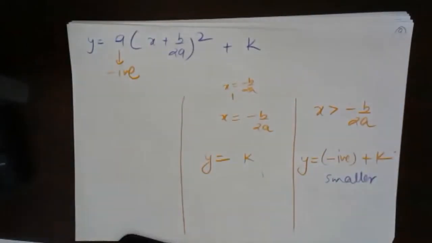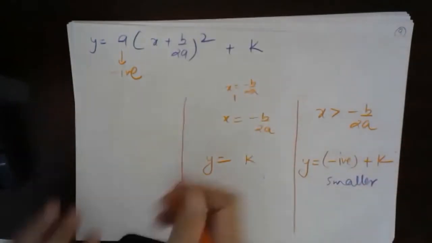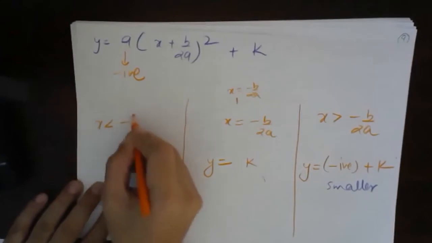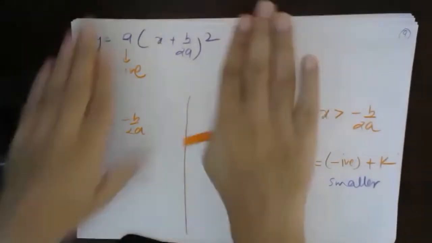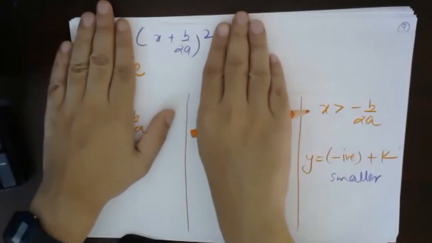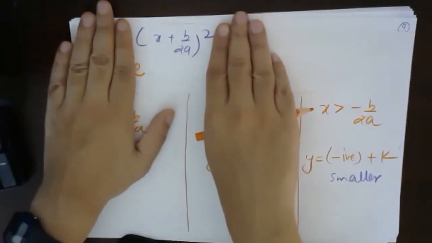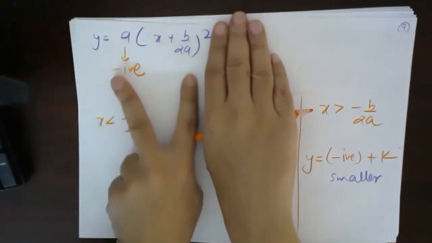Understood? Now think about it. If I move on the right side, I'm getting smaller. What should happen on the left side? Again, if I move, x is less than minus b by 2a. What will be the sign of this? What will be the sign of this? Again positive, right? Overall sign will become again negative.